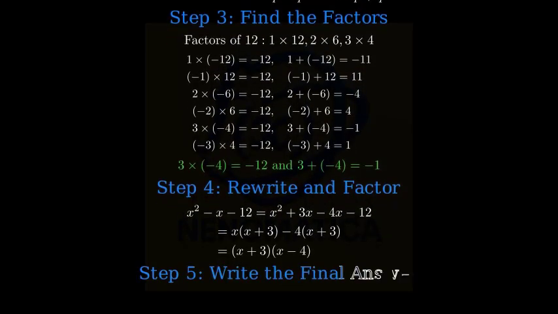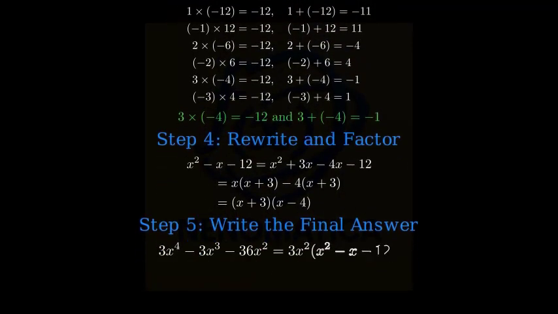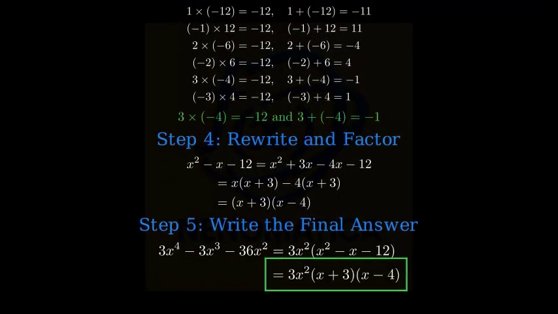Substituting this back into our original expression, we get 3x squared times x plus 3 times x minus 4, which gives us the fully factored form. 3x squared times open parenthesis x plus 3 close parenthesis times open parenthesis x minus 4 close parenthesis. Let's move on to our second example.